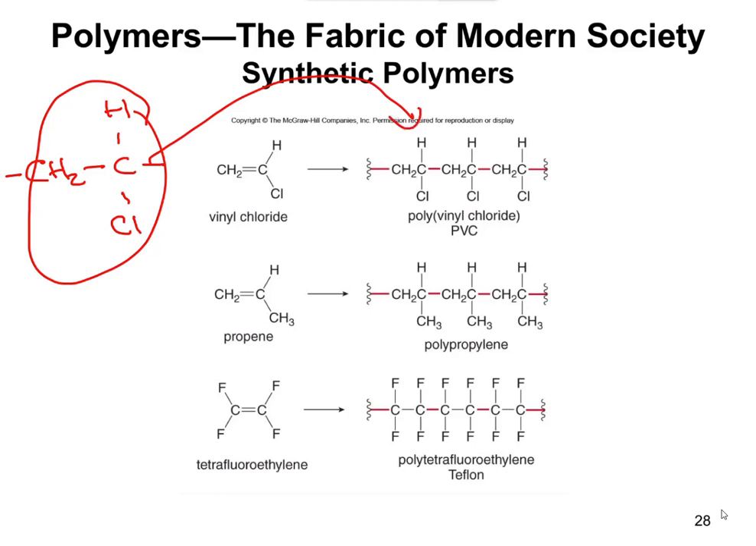So whether you're looking at the vinyl chloride or the propene or the tetrafluoroethylene, which ends up making Teflon, they're all made by that exact same process. So that's how we're going to make our polymers.